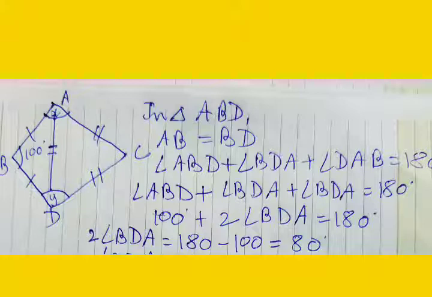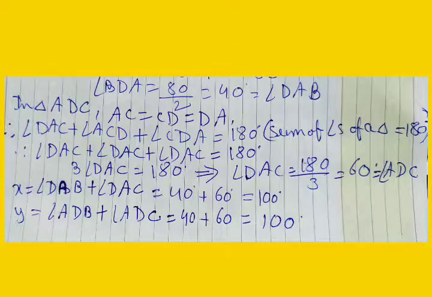So first we will take a triangle ABD. In triangle ABD, AB is equal to BD. Angle ABD plus BDA plus DAB equal to 180 degree. Then angle ABD plus BDA plus BDA is equal to 180 degree, because BDA and DAB are what? Equal. 100 plus 2BDA is equal to 180 degree. So 2BDA is equal to 180 minus 100 equal to 80 degree. Now angle BDA is equal to what? 80 by 2 is equal to 40 degree, and this is equal to DAB.